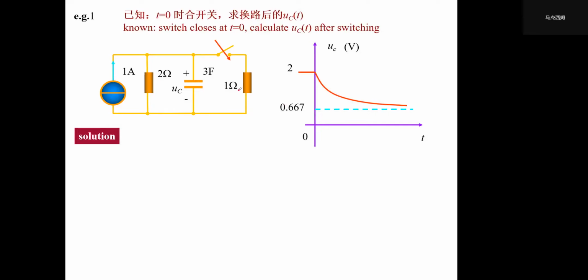It will be 0.667. Since this is 1 amp, this is 1 ohm, this is a 2 ohm resistor, and they share the same current. So the total equivalent current on this one is 1/3, so it's 1/3 times 2 ohm, which is 0.66667.